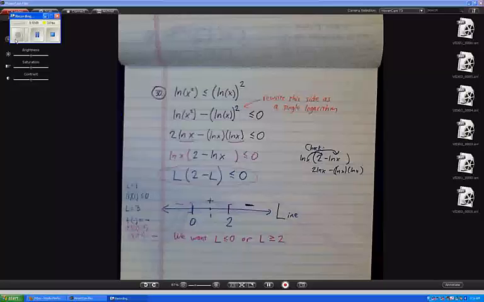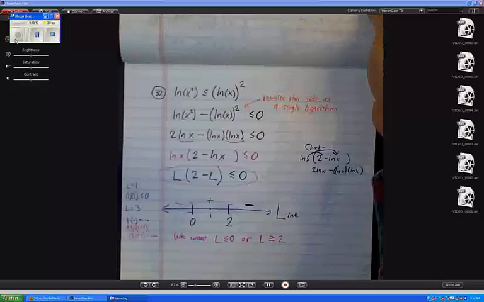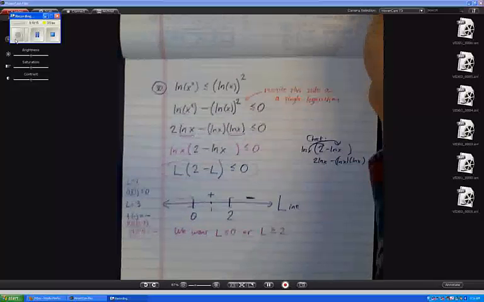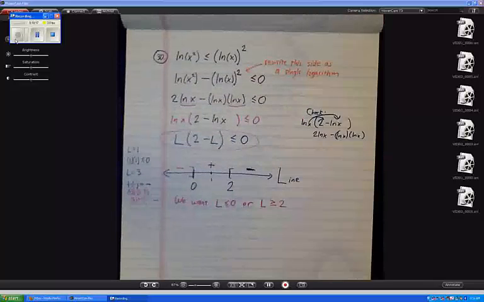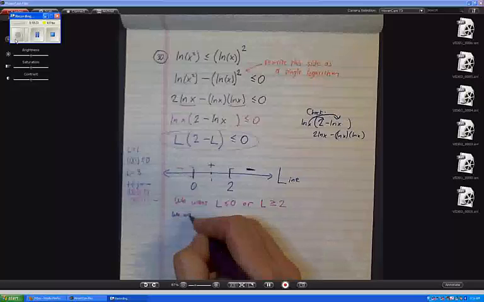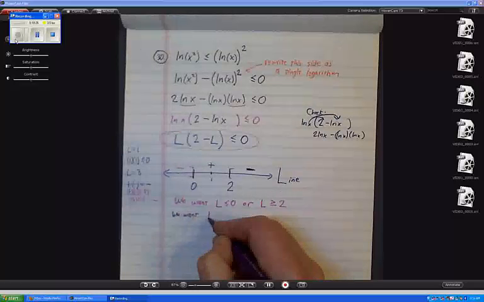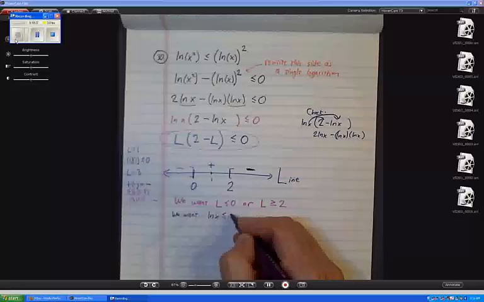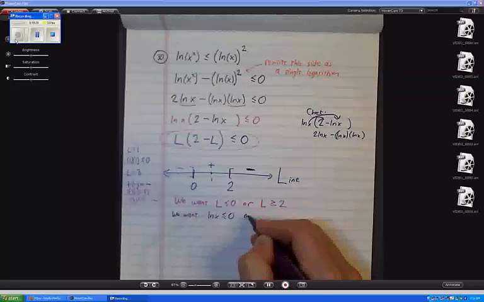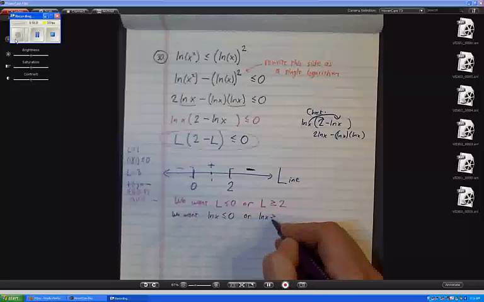All right? Almost done. Why am I not done? Well, because I made up this thing called L. What is L, actually? All right, so what we want is the natural log of x to be less than or equal to 0, or the natural log of x to be bigger than or equal to 2.